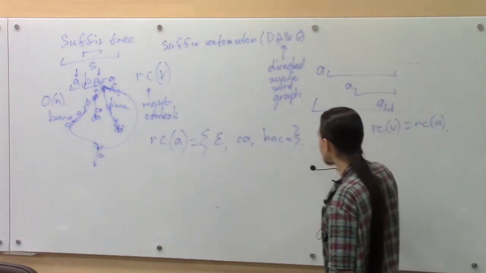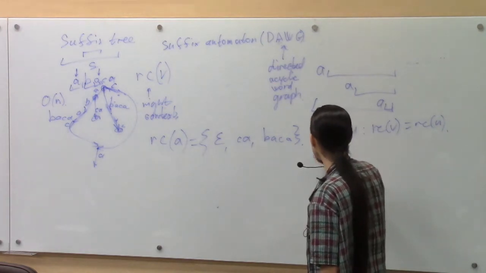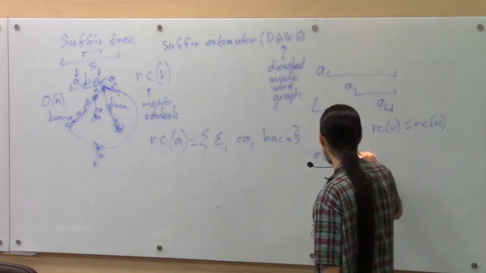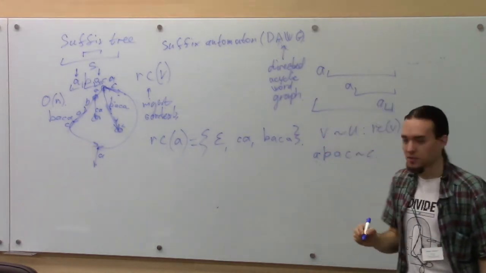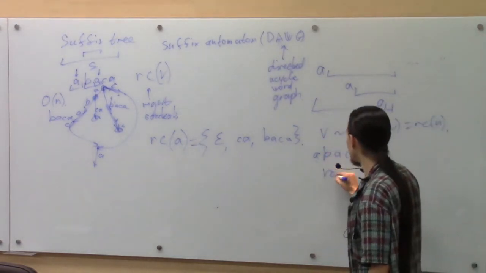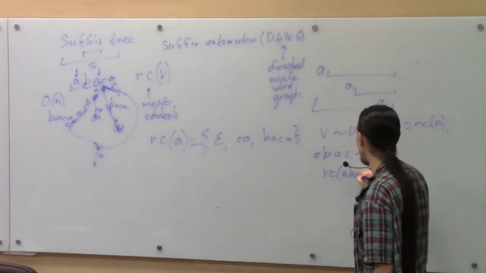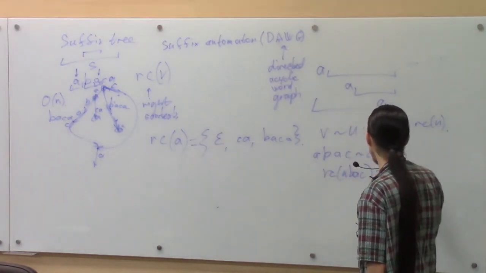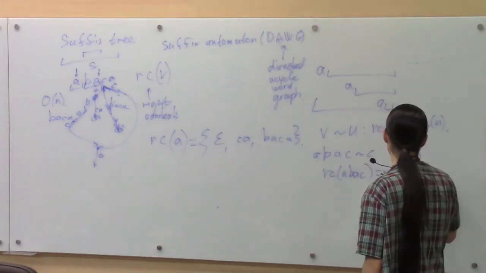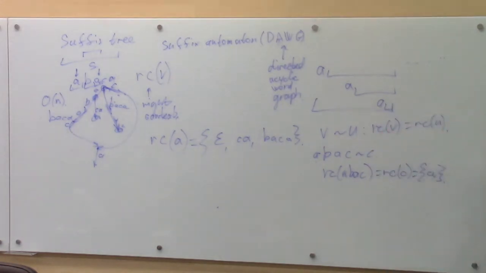for example, ABAC is equivalent to just C, because for both of them, the right context, for ABAC and also for C, consists of a single string A. Okay? Makes sense?